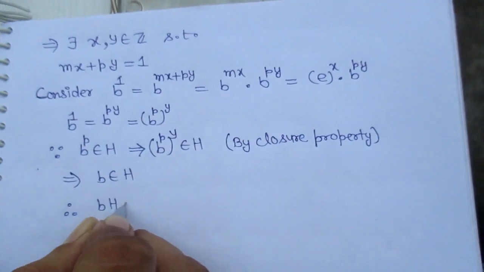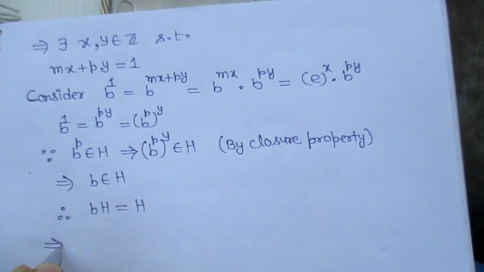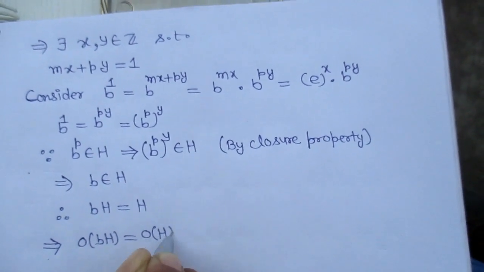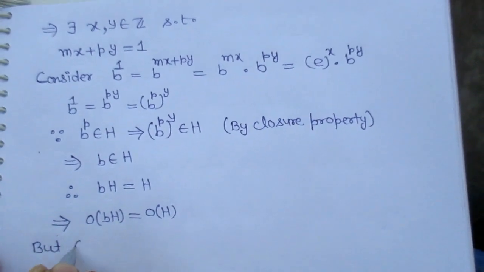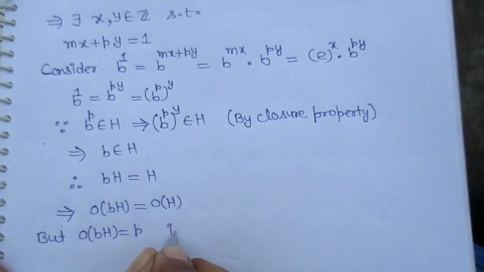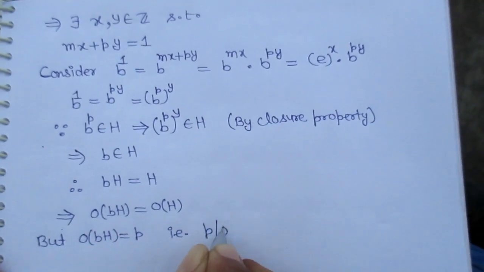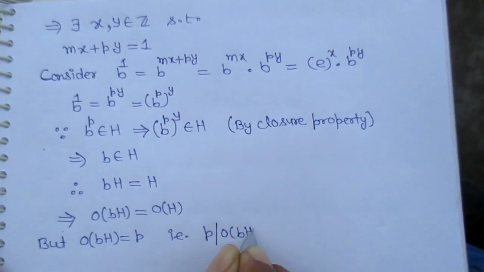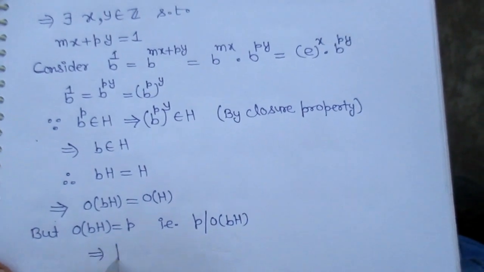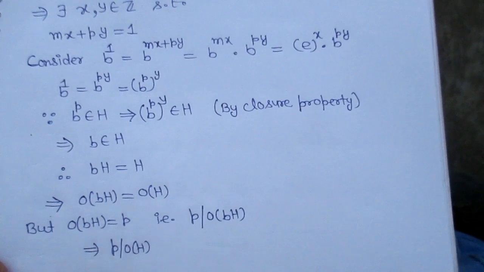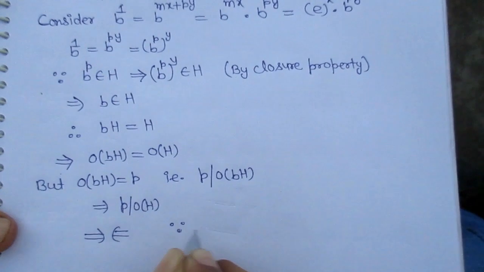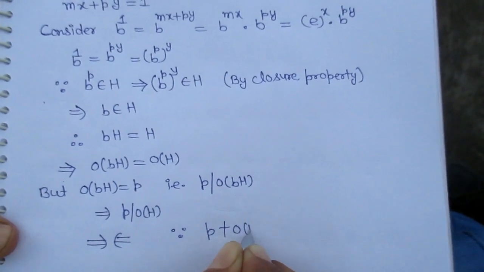It implies bH is equal to H. इसका मतलब order of bH is equal to order of H. p divides order of bH, but order of bH is equal to p. It means p divides order of H. मगर ये तो कॉन्ट्राडिक्शन है क्योंकि p does not divide order of H.